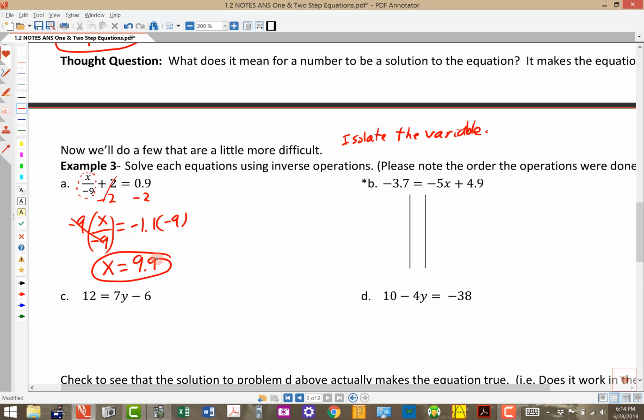So again, we're isolating the variable, but the first thing we do is isolate the variable term, and then we work on isolating the variable. So we're going to take a look at this next one, and I've got an asterisk by this because I want to show you something. Some people like doing it this way.